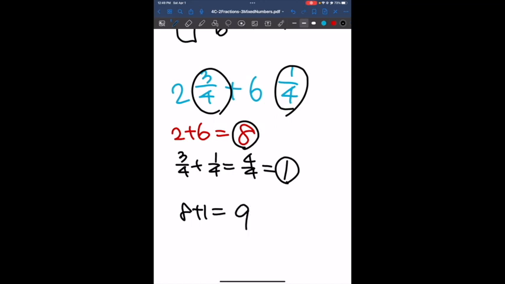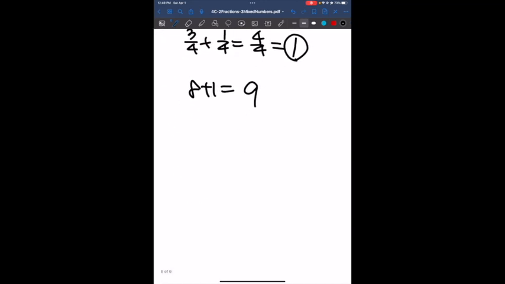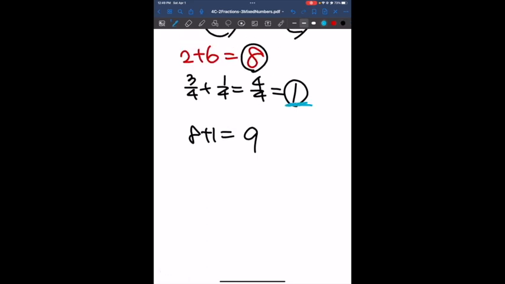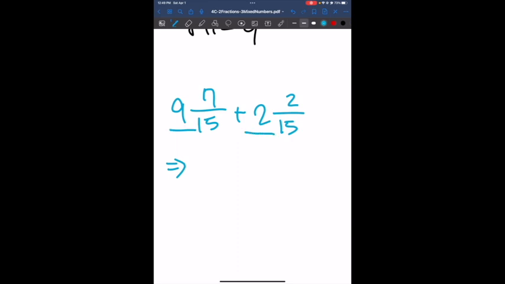And so we get our final sum. Now, another example is when the fractions don't really come out to be a whole number. So it can be like 9 and 7/15 plus 2 and 2/15. Now again, we're going to think of the whole number separately. So 9 plus 2 is 11, and when we think about the fractions, it's 7/15 plus 2/15, which is 9/15.